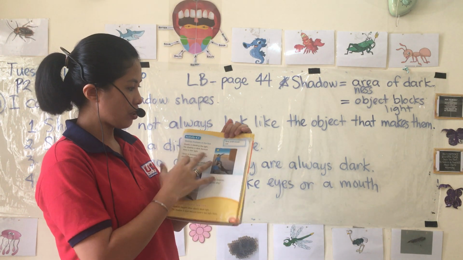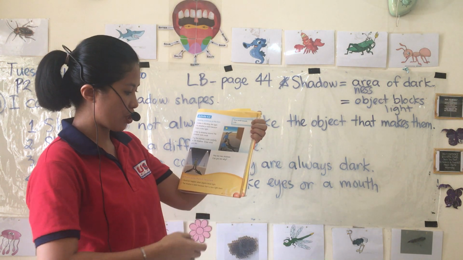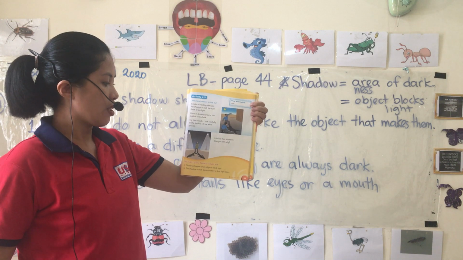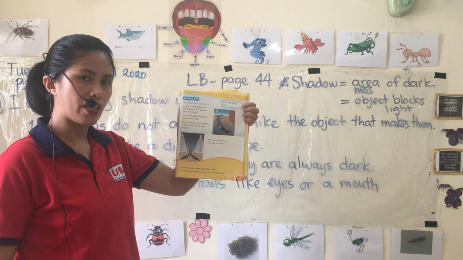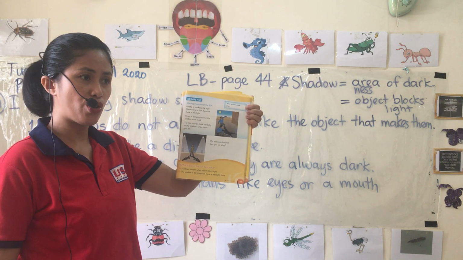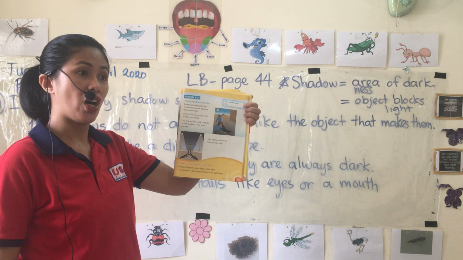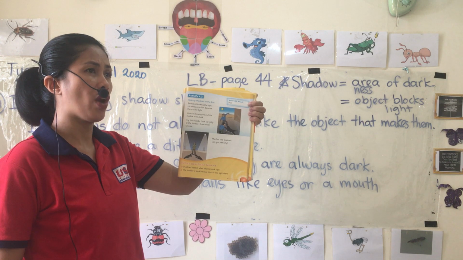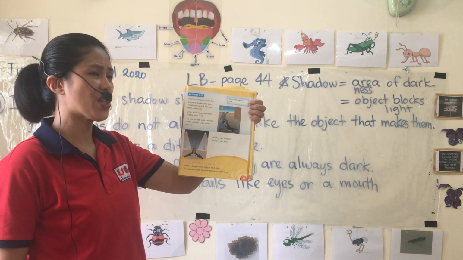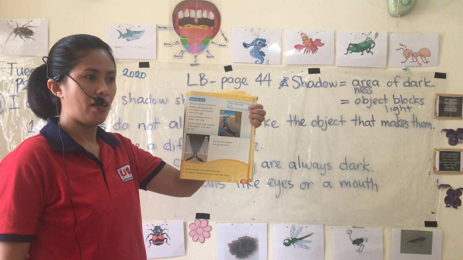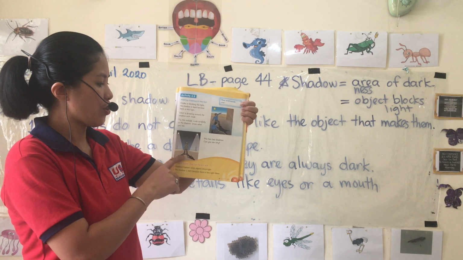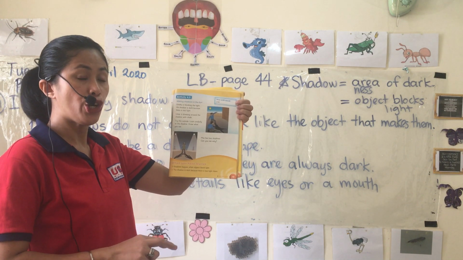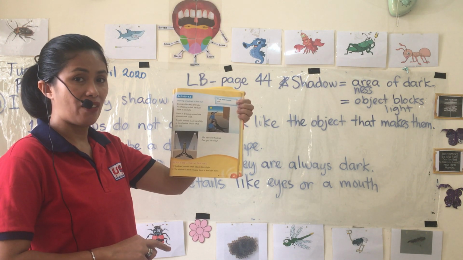So turn your book to page 43. In this picture, you will see two shadows. Why is that so? Why are there two shadows? Because there's only one light? Because there are two lights? Because there are three lights? There are two shadows here because there are two sources of light.